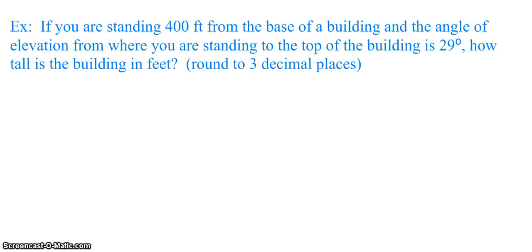Alright, last one. If you're standing 400 feet from the base of a building and the angle of elevation from where you're standing to the top of the building is 29 degrees, how tall is the building in feet? Round to 3 decimal places. Pause the video, do this, unpause when you're ready to check.